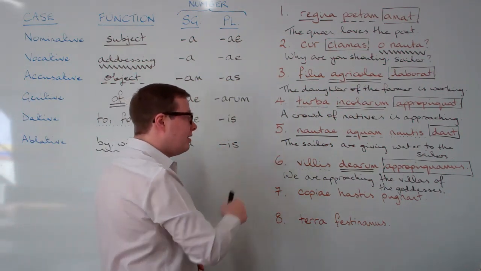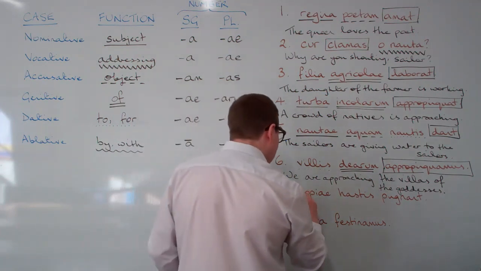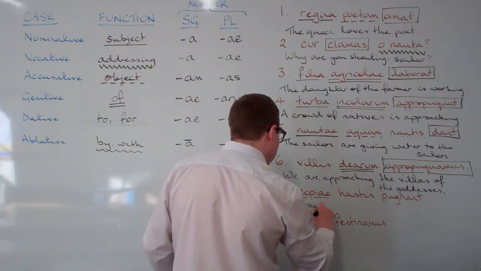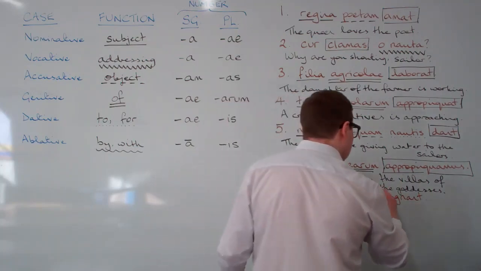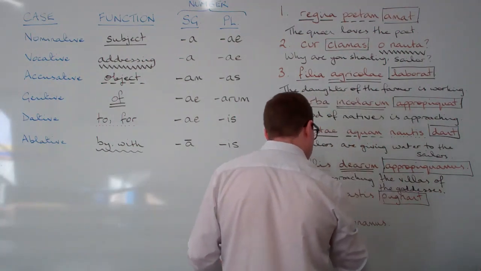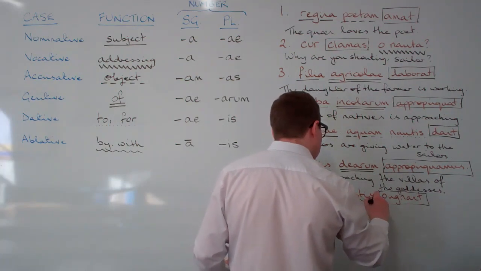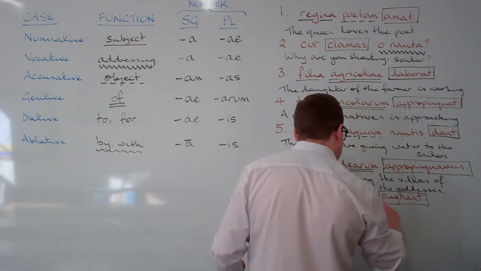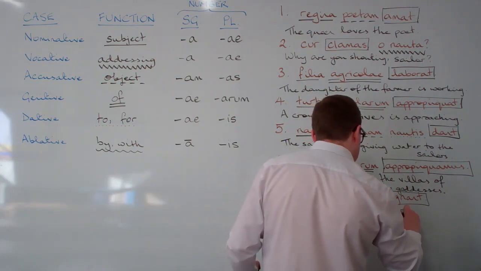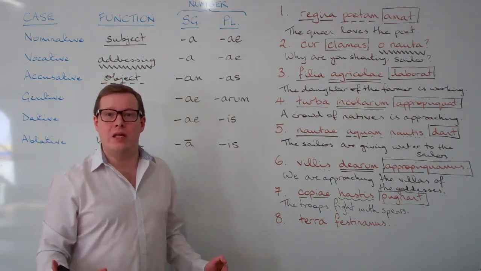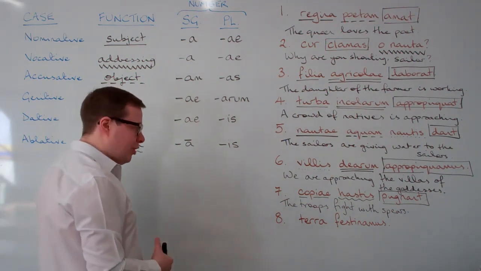Copiae, pugnant, hastis. Copiae, my subject, the troops. The verb is at the end, pugnant. The troops fight, and hastis is in the ablative, with spears. This is called the ablative of instrument, carrying out an action with some sort of inanimate object.